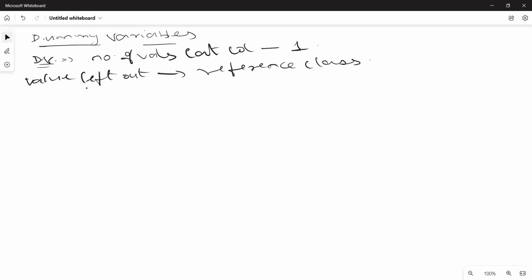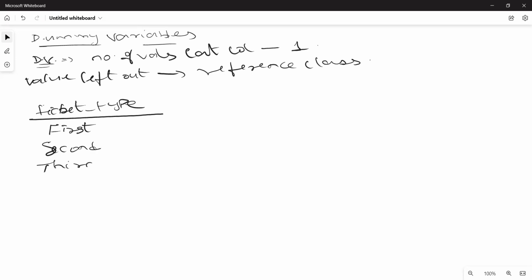Now, let's take an example. Let's say that I have a categorical data, let's say, dwelling type. Okay, let's take a ticket. So let us say that you have some ticket. Now the ticket types can have 3 categories. I have a first class ticket, I have a second class ticket, and then I have a third class ticket.